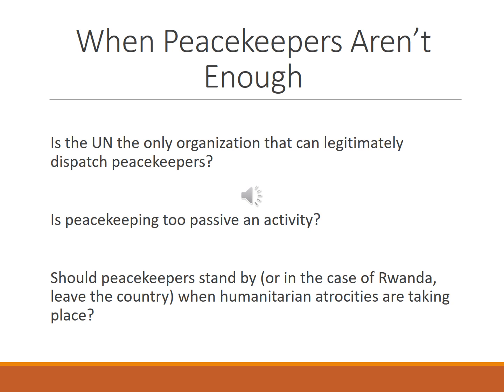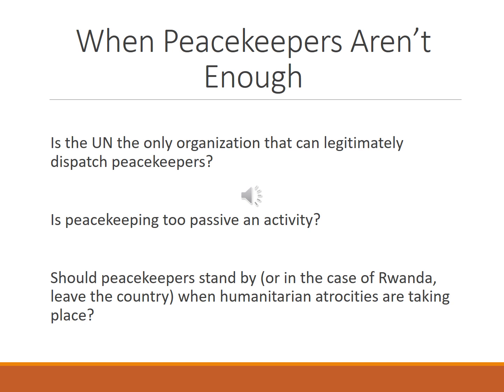Indeed, Bosnia raises a series of very similar questions. What happens when peacekeeping isn't enough? Is the UN the only organization that can dispatch peacekeepers? I think we've already established the answer is no. So if the UN-style peacekeeping isn't enough, who else can send peacekeepers, and what kinds of other activities can they engage in? We can look at other examples where these questions emerge.